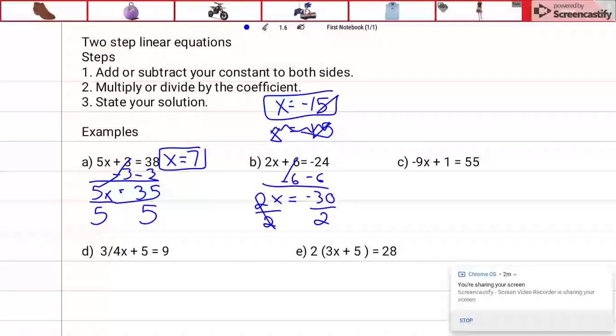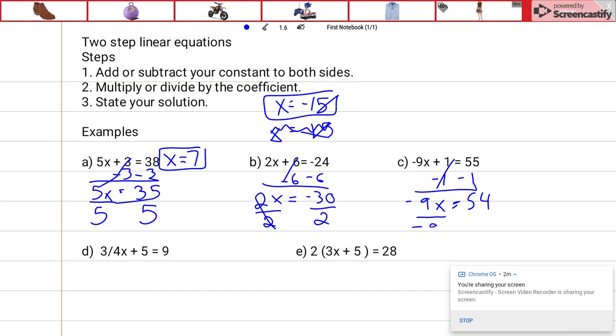And let's look at C. I'm going to subtract 1 on both sides for the same reason I stated for A and B. So I have negative 9x equals 54. I'm going to divide each side by a negative 9. Yes, you can do that. So I know my answer has to be negative. In this case, it's going to be a negative 6. So my solution is x equals negative 6.